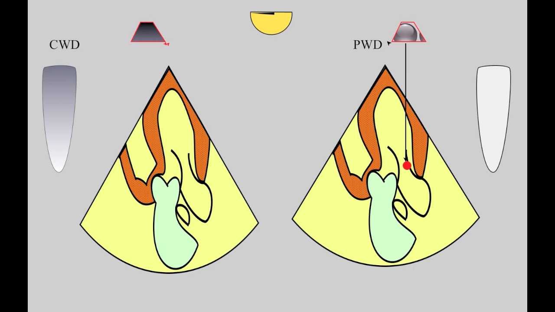Whereas a pulse wave Doppler signals blood velocity only at a single point in space, and so it only traces a single velocity over time, so you get a hollow signal because it's only one set of data points.